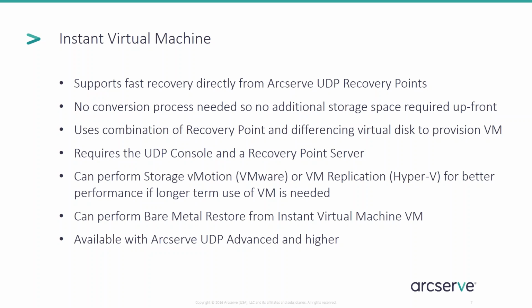Now, when we're using this combination of recovery point and differencing disk, because we've got two different sources, there might be additional latency. So if you want better performance, if you're planning on using the instant VM on a more long-term or permanent basis, you can actually perform a storage vMotion if you're using VMware, or a VM replication if you're using Hyper-V, to get a copy of that data onto the hypervisor's more permanent storage, and that will give you better performance because you're not running into different sources.